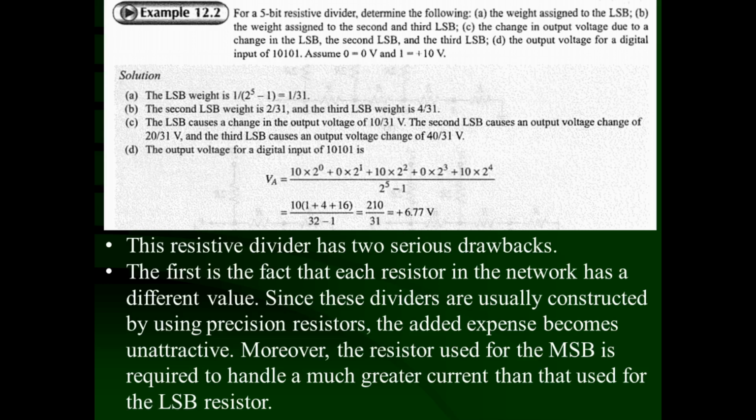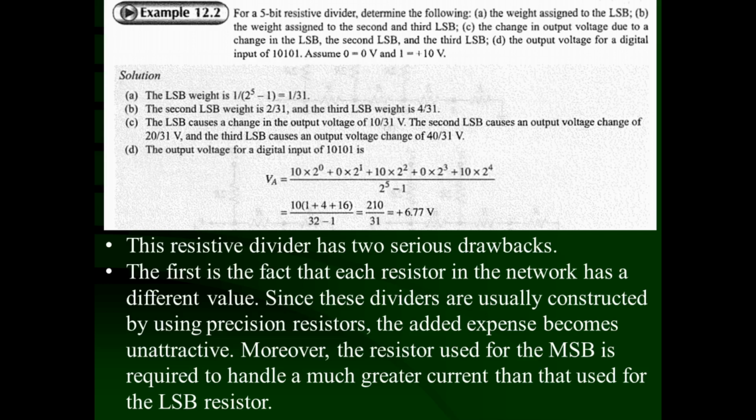This way we are able to calculate from any digital input signal, any combination, using this formula. Of course, using this formula, we can find out what the analog output voltage should be.